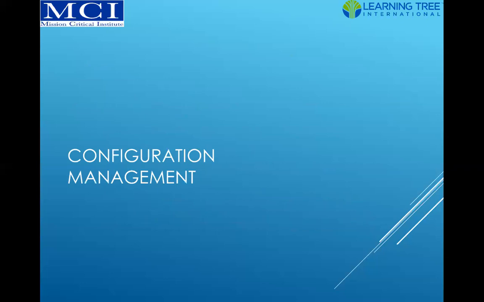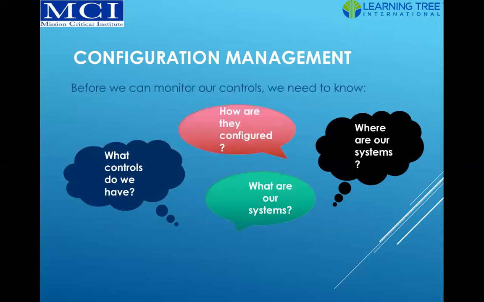So configuration management is a big piece of this puzzle because you want to make sure that anytime that something's changed in the system, if there's a security impact, that it's evaluated and that risks and vulnerabilities are reduced when it happens, or at least analyzed. So configuration management, before we can monitor our controls, we need to know what controls we have, which we already know because we went through that in the first 5 steps. How they're configured. By this time you should know that. What are our systems and where are our systems?